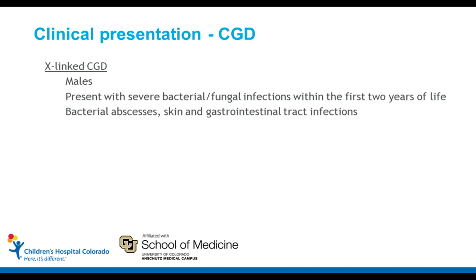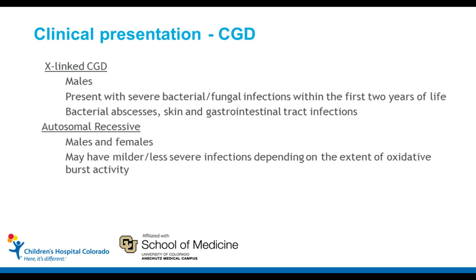So the clinical presentation of X-linked chronic granulomatous disease is in males. They present with severe bacterial and fungal infections within the first 2 years of life, bacterial abscesses, very severe skin and gastrointestinal tract infections. The autosomal recessive form is males or females. They may have milder infections, really depending on the extent of the oxidative burst activity. And finally, it's important to note that with the X-linked disease, females are carriers and they may be asymptomatic, although some newer publications indicate that they may present with some autoimmune manifestations.